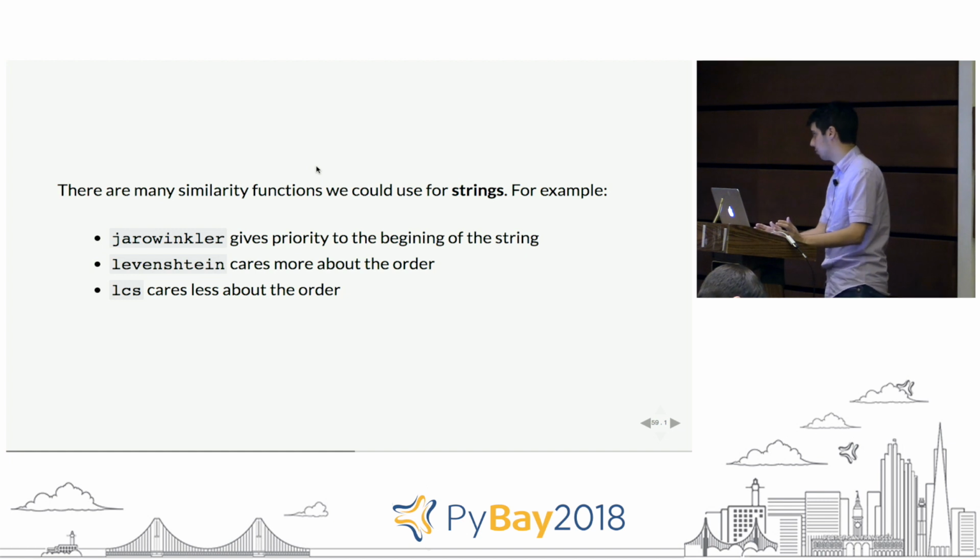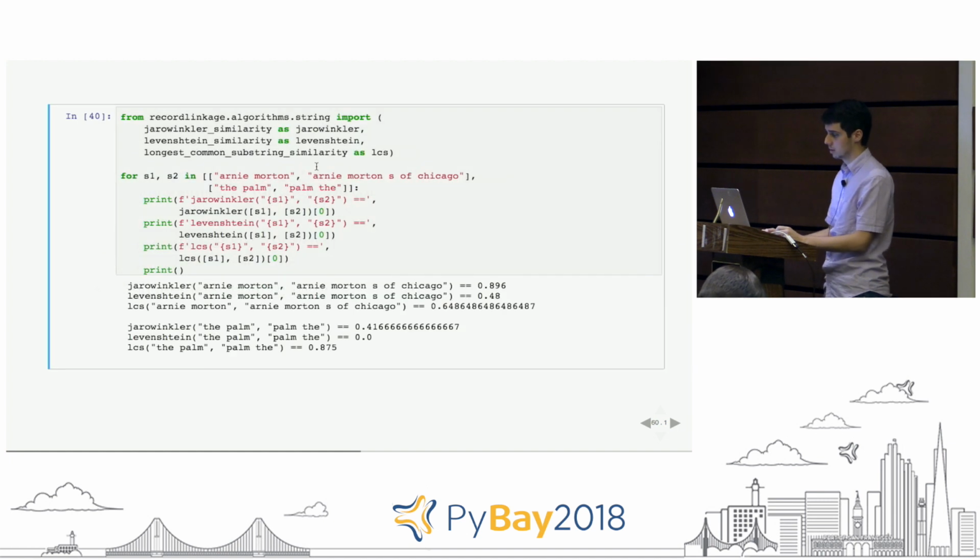There are many similarity functions we could use. We use Jaro-Winkler, but we could use others. Jaro-Winkler gives priority to the beginning of the string. Levenshtein cares more about the order. LCS cares less about the order. There are many others we could use. Those are only some that are implemented in recordlinkage. So you can check here the difference between them.